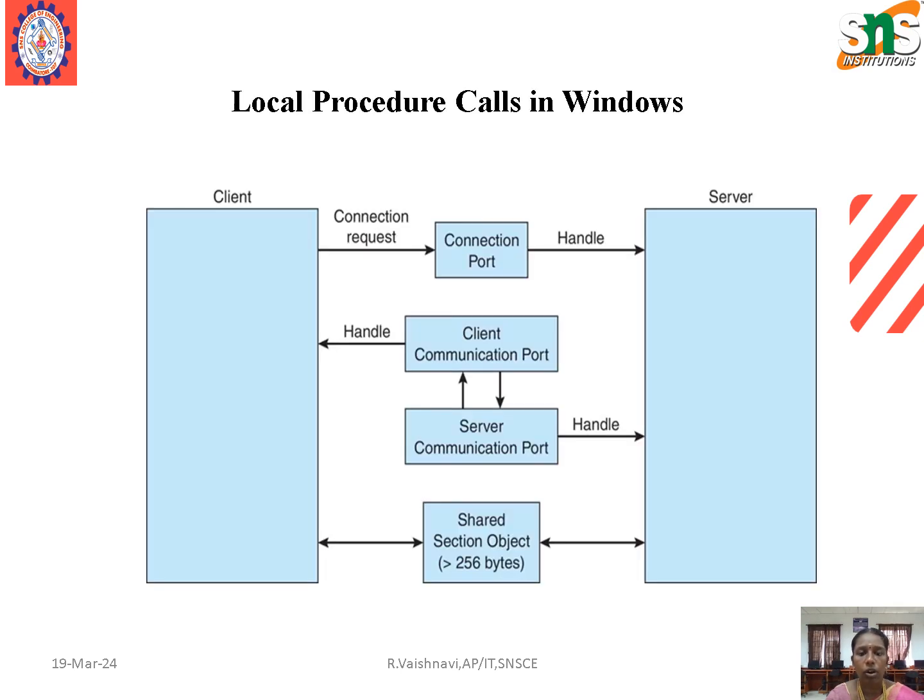Next, we have the local procedure calls in Windows. Here we have the diagrammatic representation. The client is connected to the server. Here we have the connection port, client communication port, and the server communication port. And the last one is the shared section object.